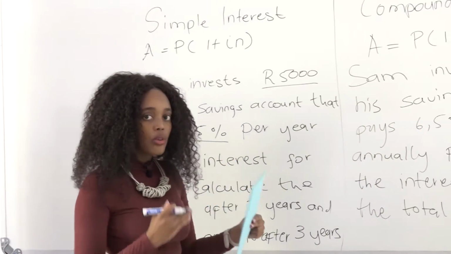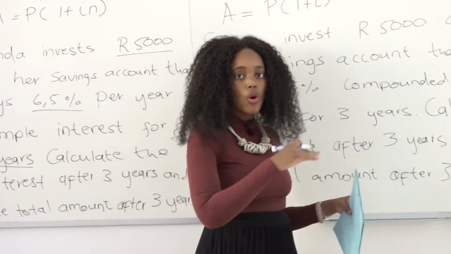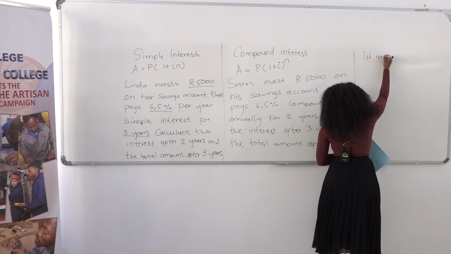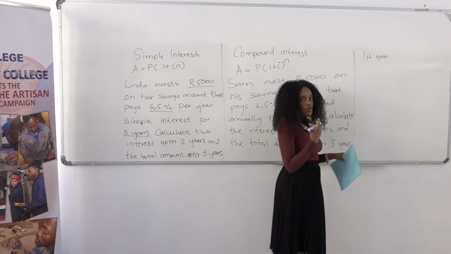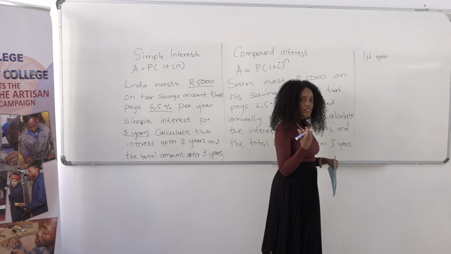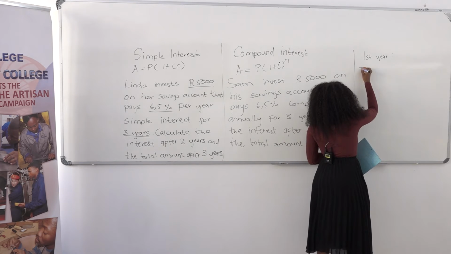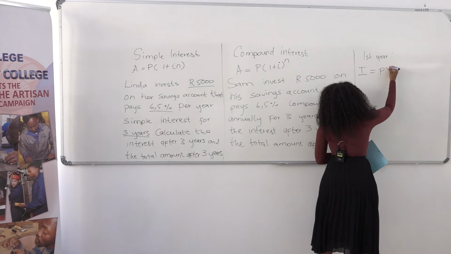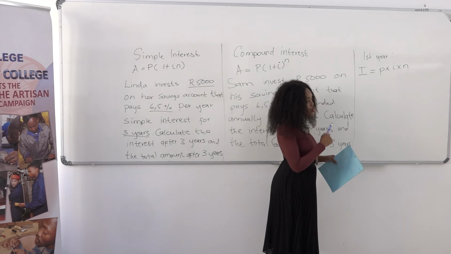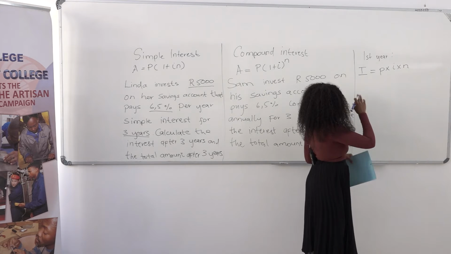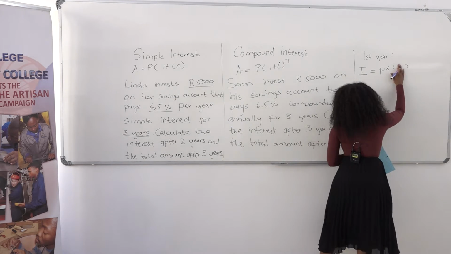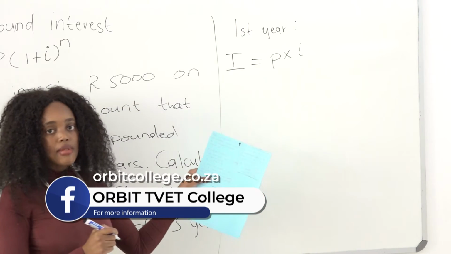Now, I'm gonna break it down into years so that we understand what happens to your interest each year. So I'm gonna start with year one. So how do we calculate interest? We said that interest is calculated as a percentage of an amount invested or borrowed. So we're gonna use the formula interest, which is equivalent to P times I times N. We know that P is our principal amount, I is our interest rate, and N is the number of years. Since we are doing it for single years, our N will remain one. So basically our equation will be P times I.